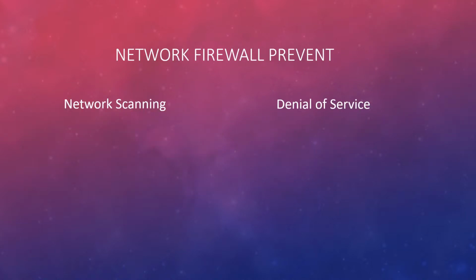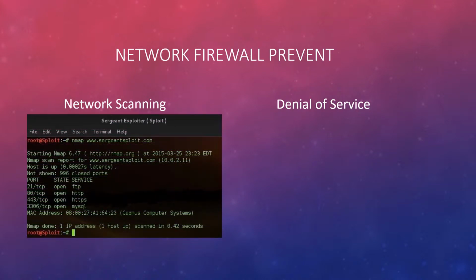So let's look at what a network firewall can prevent. This is the wall that we showed in the previous slide. I want to discuss what it can prevent. So the first thing is network scanning. If I'm at home with a Linux box and able to get Metasploit and Nmap working on the machine, I can say, okay, you're at this particular website, and I'm going to send my Nmap on you and see what you respond back to.